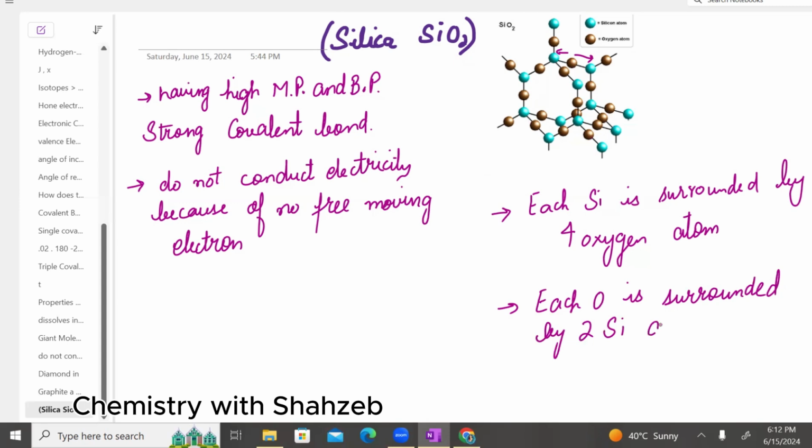So if we want to draw the formula, there are 2 silicon atoms, so it would become Si2. Each silicon is surrounded by 4 oxygen atoms, so O would become 4. But now this 2 would be cancelled with this 4, so the formula would become SiO2, which is basically the formula of silica.